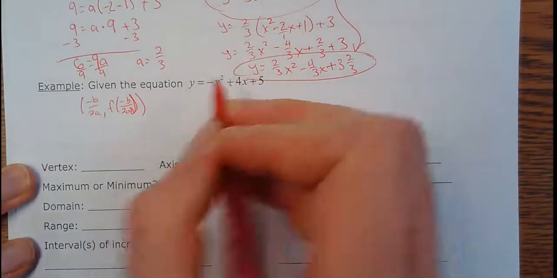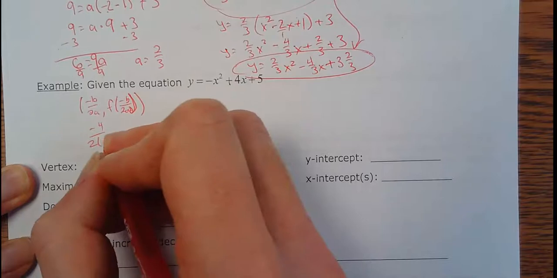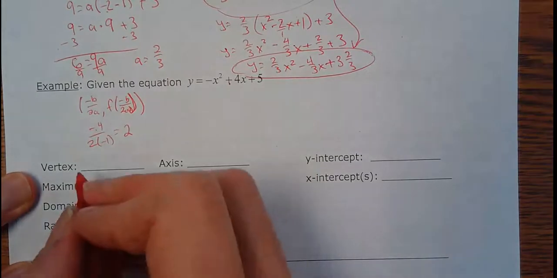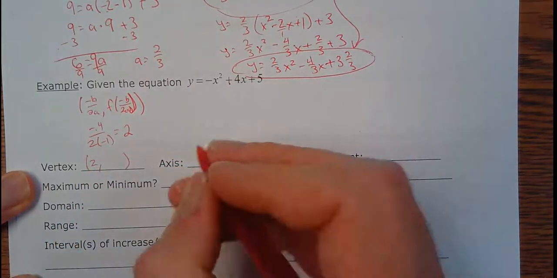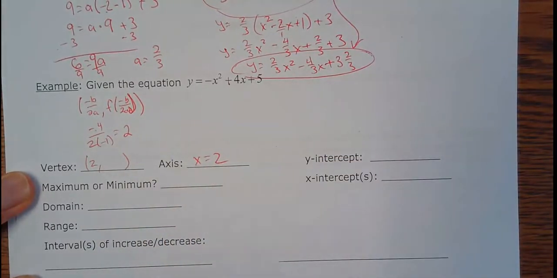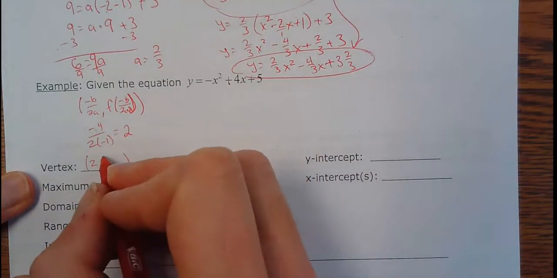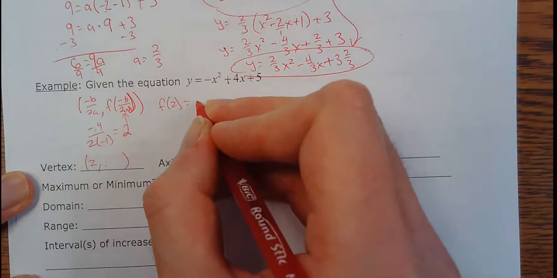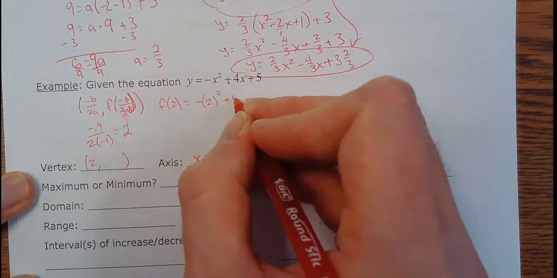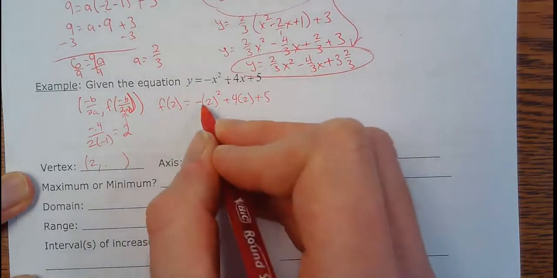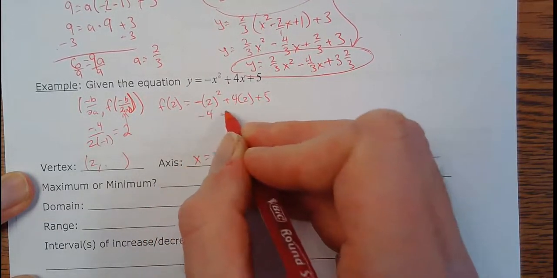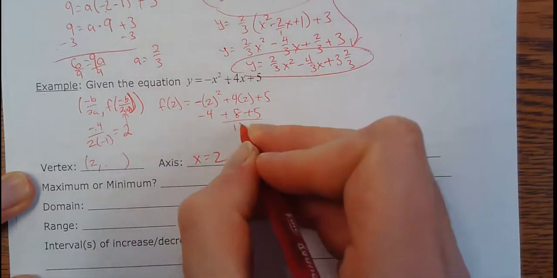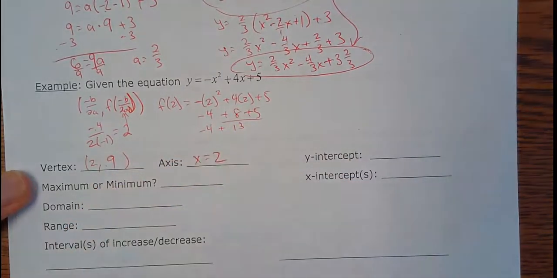So negative b would be negative 4, divided by 2 times a, which is negative 1. So negative 4 divided by negative 2, that'd be a 2. So that is the x-coordinate of the vertex. Also, that's the axis of symmetry. So x equals 2. And then to find out what this is, I need to do f of 2. So f of 2 is going to equal negative 2 squared plus 4 times 2 plus 5. The negative's on the outside, so it's going to be negative 4 plus 8 plus 5. Of these two, that would be 13. So negative 4 plus 13 would be 9.